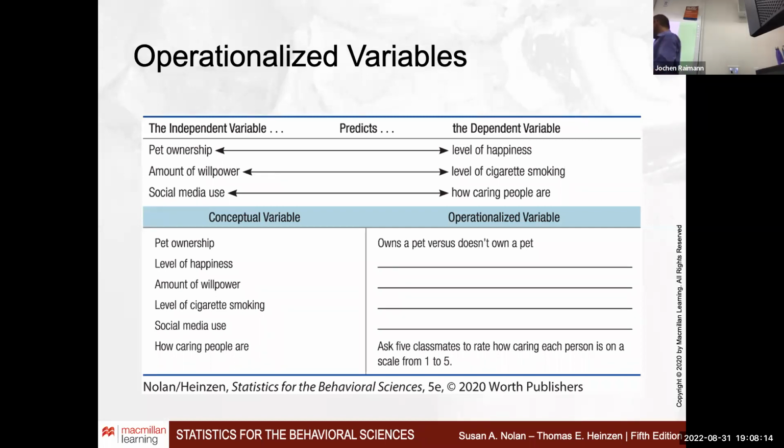Okay, level of cigarette smoking. The assumption could be that cigarette smokers don't have enough willpower. So the dependent variable is how many packs of cigarettes the individual is smoking, or is the individual smoking at all? And the independent variable would be amount of willpower.